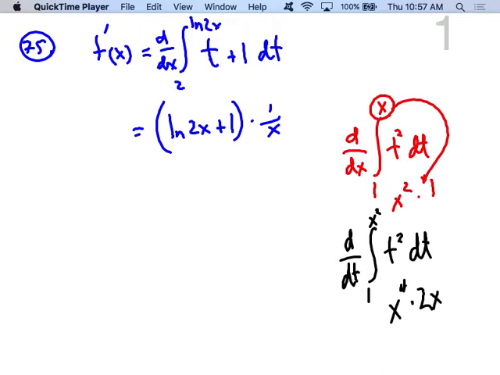Done. They're not expecting you at this point, because this was still derivatives, to be able to take the integral of t plus 1 and then plug in all that other. Could you have done it that way? Yeah, you know how to take the integral of t plus 1. You get 1/2 t squared plus t, then you plug in natural log of 2x, and you plug in 2, you simplify it.